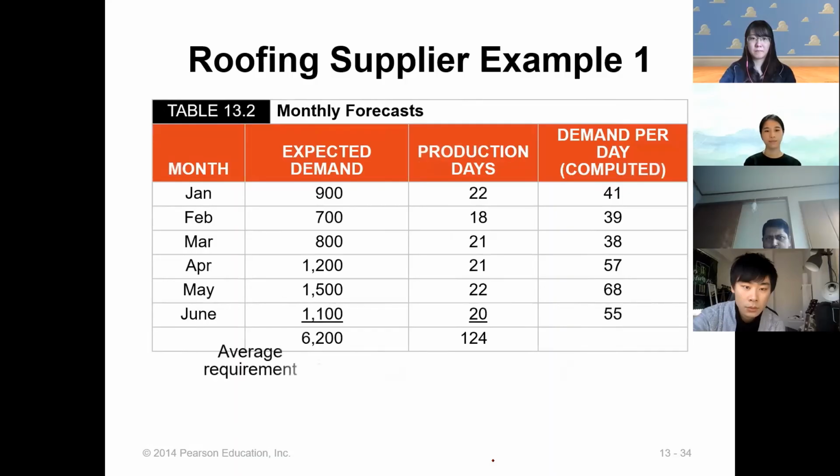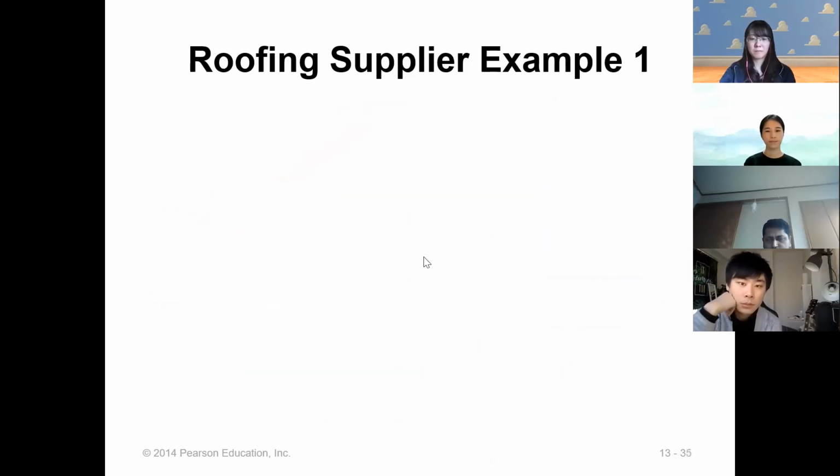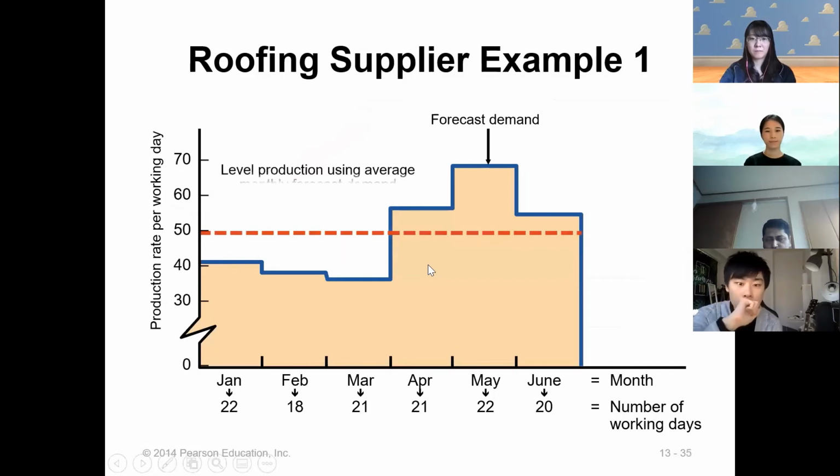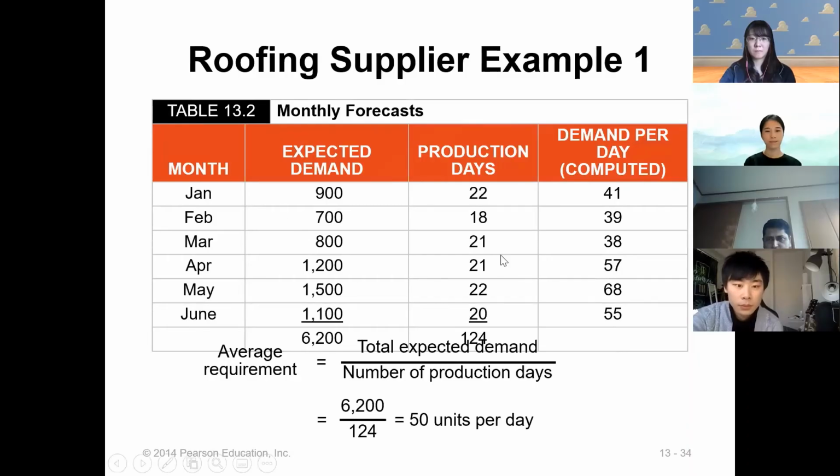Okay. Now, if you have your book, I think it's good to read on this. Assuming that this is the monthly forecast of the product, roof tiles, from January until June. So our planning horizon is 6 months.